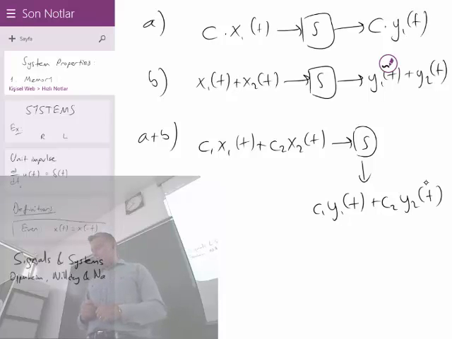Then you will see. Again, a very simple rule of thumb. If you have a differential equation or a difference equation, they are linear systems. You don't have to check them. The differential equations that I gave you as an example.